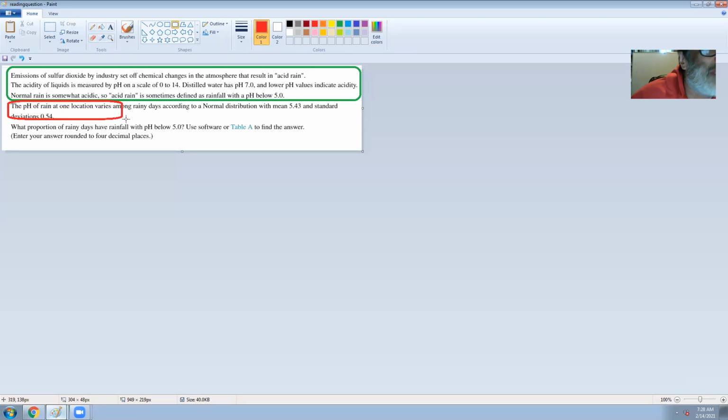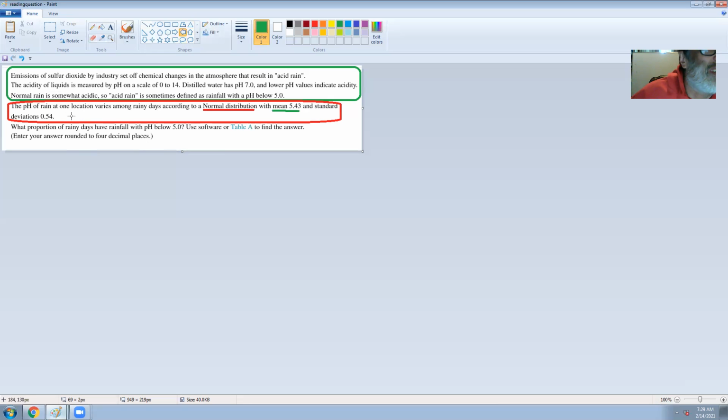Here it says the pH of rain at one location is a normal distribution with a standard deviation of 0.54. So what students can pick up on is that we're going to be using a normal distribution. The mean is 5.43. That's a mu. Whoops, you can't read that. I just covered that up. So let's see here. The mean is 5.43, and the standard deviation is 0.054.